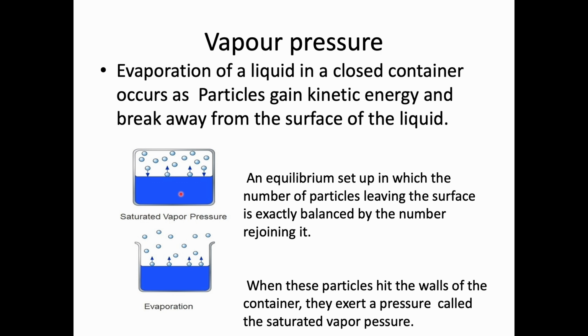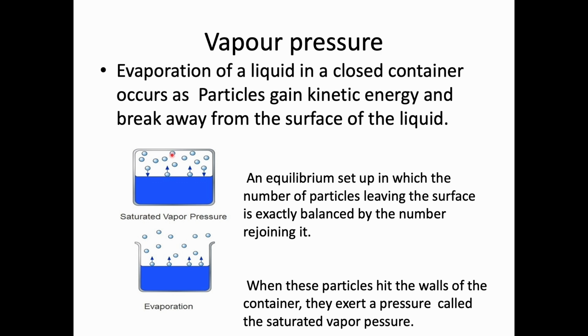So let's say you have liquid water in a closed container. If you were to increase the temperature of this water, you're increasing the kinetic energy of the system. So now the particles are gaining enough energy to break away from the intermolecular forces of the liquid, escape the surface of the liquid, and essentially become vapor. When they become vapor, they now hit the top of the container. That creates a saturated vapor pressure.